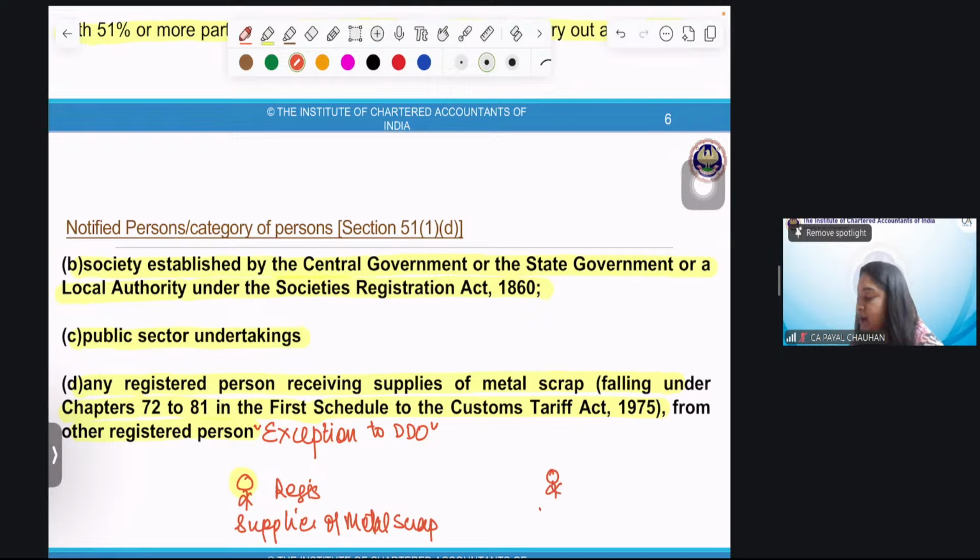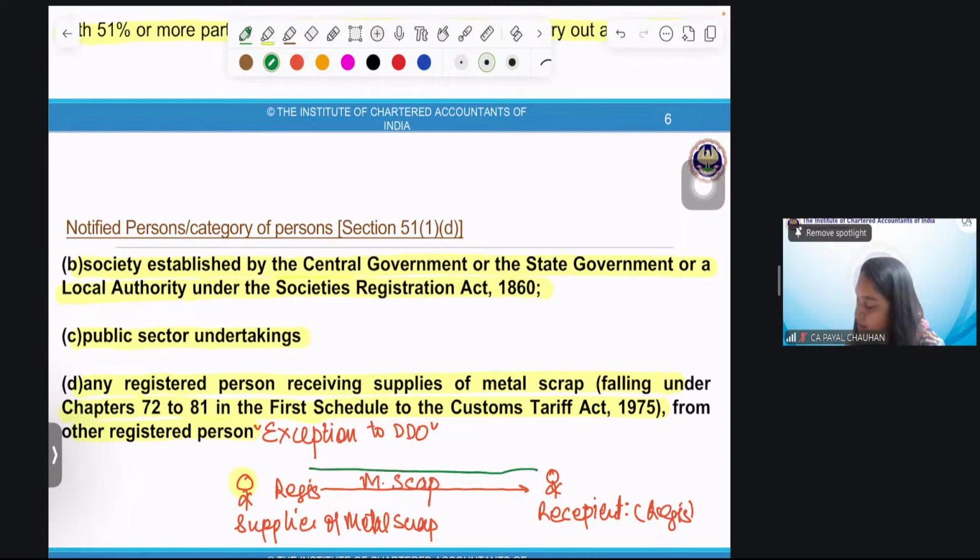And you people are the recipient. And you people are also registered. Now, I'll supply metal scrap to you and you'll give me the payment. Tell me, first question to you people: is the recipient a DDO?